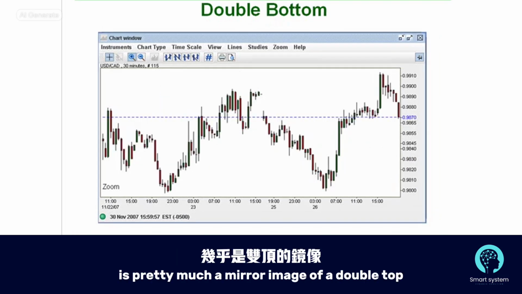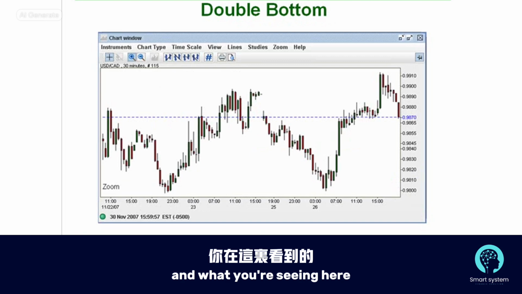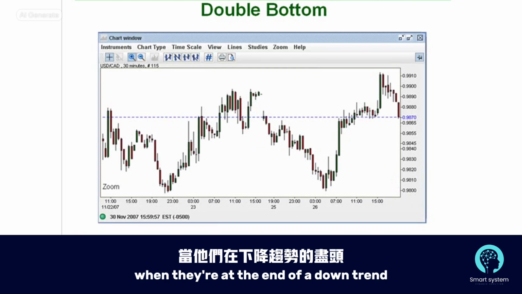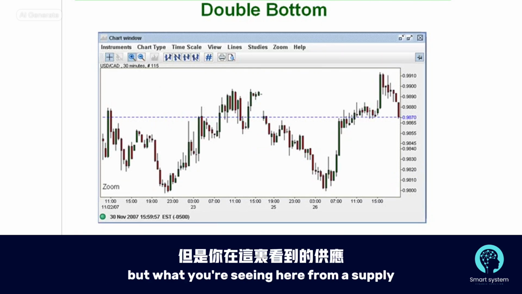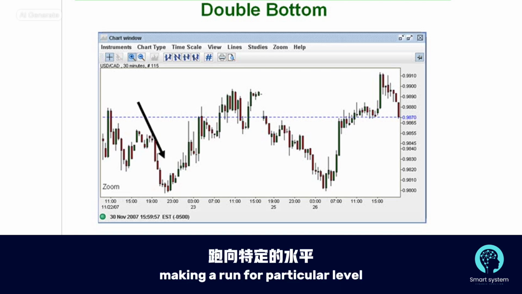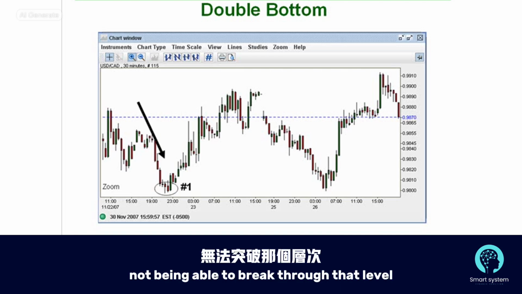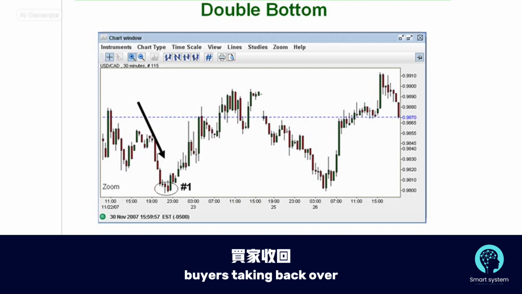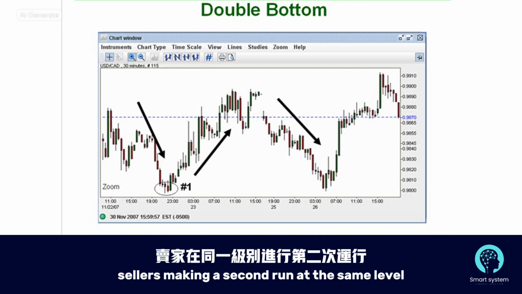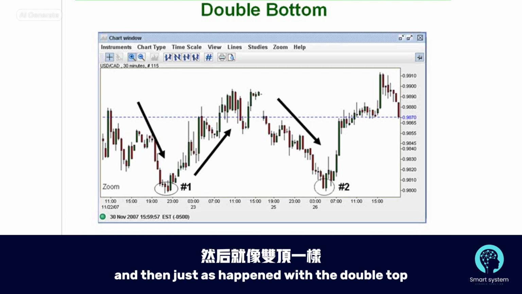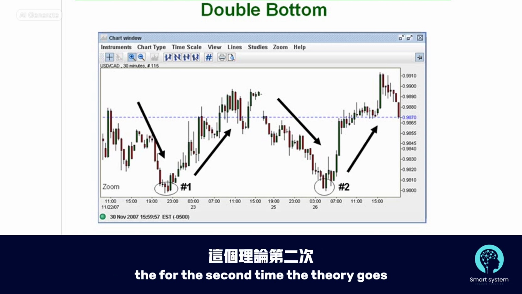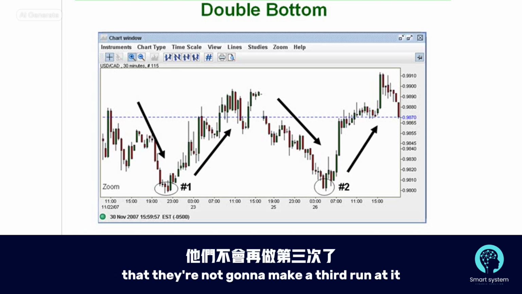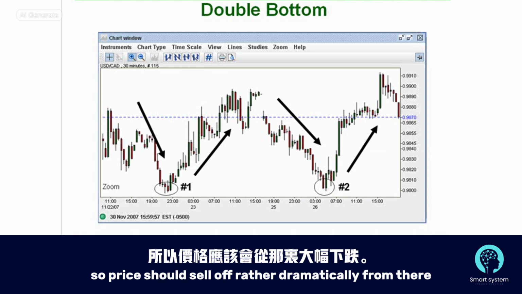The double bottom is pretty much a mirror image of a double top. And from a supply-demand standpoint, these are particularly potent when they're at the end of a downtrend, because they're considered a reversal pattern there. But what you're seeing here is the sellers making a run for a particular level, not being able to break through that level, buyers taking back over, sellers making a second run at the same level, and then just as happened with the double top, after sellers are not able to break through this for the second time, the theory goes that they're not going to make a third run at it. So price should rally rather dramatically from there.